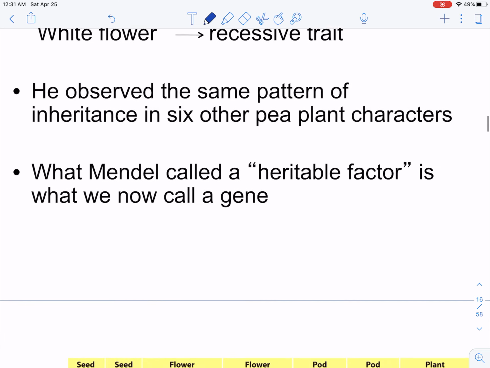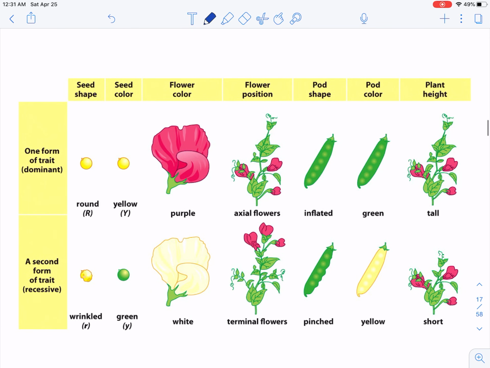Again, what Mendel called a heritable factor is what we call a gene. So you could see these different types of traits. Okay, so you have seed shape here, seed color, flower position, whether it's axial flowers or terminal flowers, the pod shape, inflated versus pinched, pod color, green versus yellow, and plant height, tall plants versus short plants. All right, and you can see, so this form of the trait is dominant, round is dominant to wrinkled. These traits are recessive.